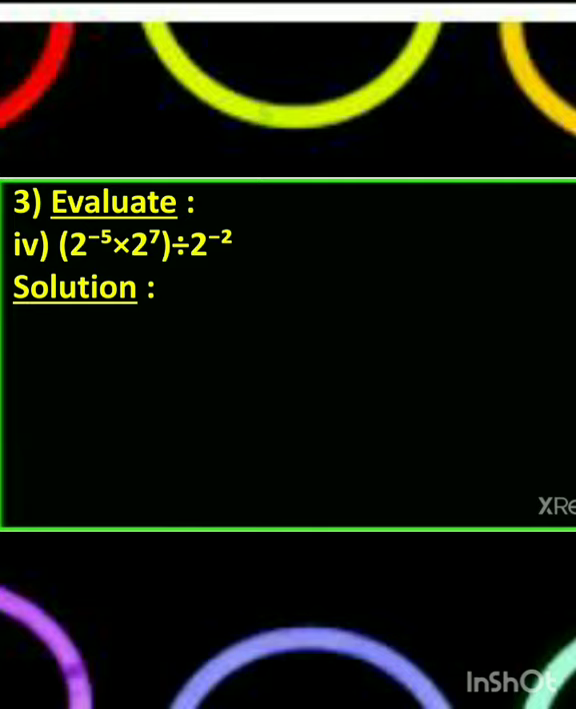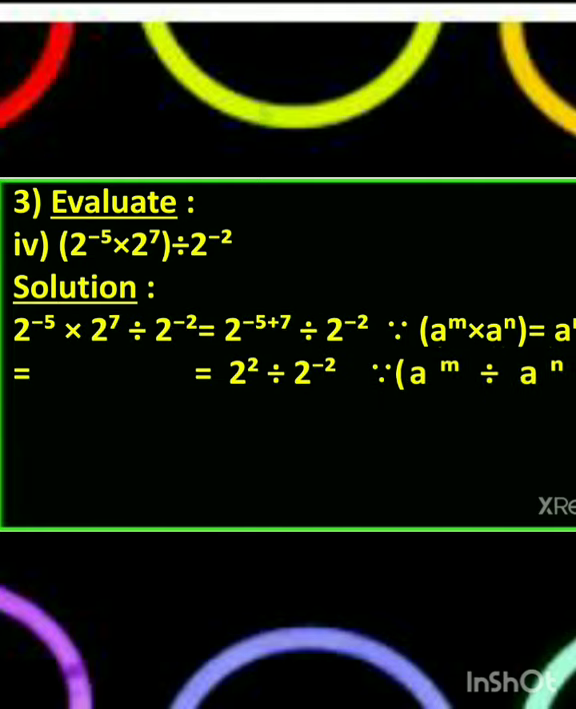First, according to the BODMAS rule, we have to consider the brackets. So inside the bracket, that is 2 power minus 5 into 2 power 7, the bases are the same, powers are different. So when it multiplies, the powers should be added. Therefore 2 power minus 5 plus 7 divided by 2 power minus 2. The rule is a power m into a power n is a power m plus n. So we have added minus 5 plus 7, then minus 5 plus 7 is 2. Therefore 2 square divided by 2 power minus 2.